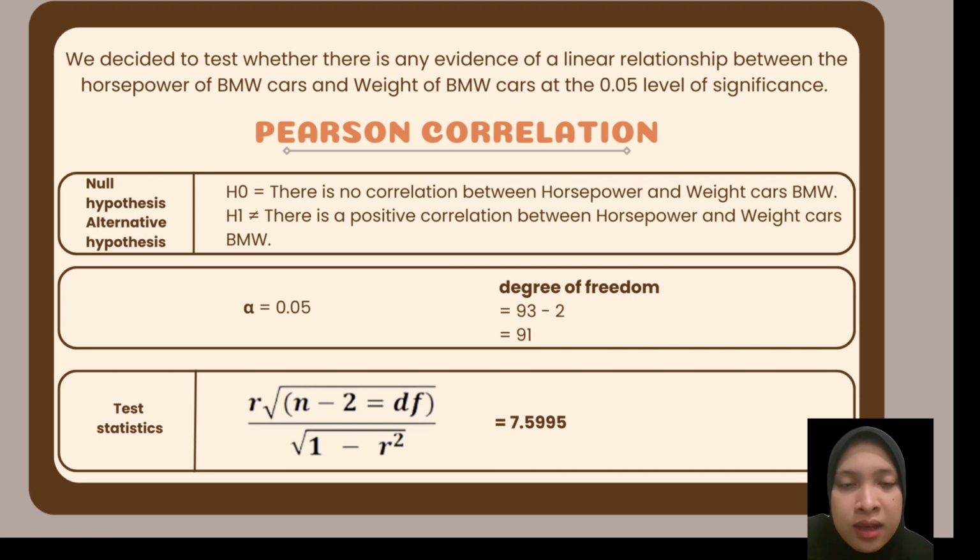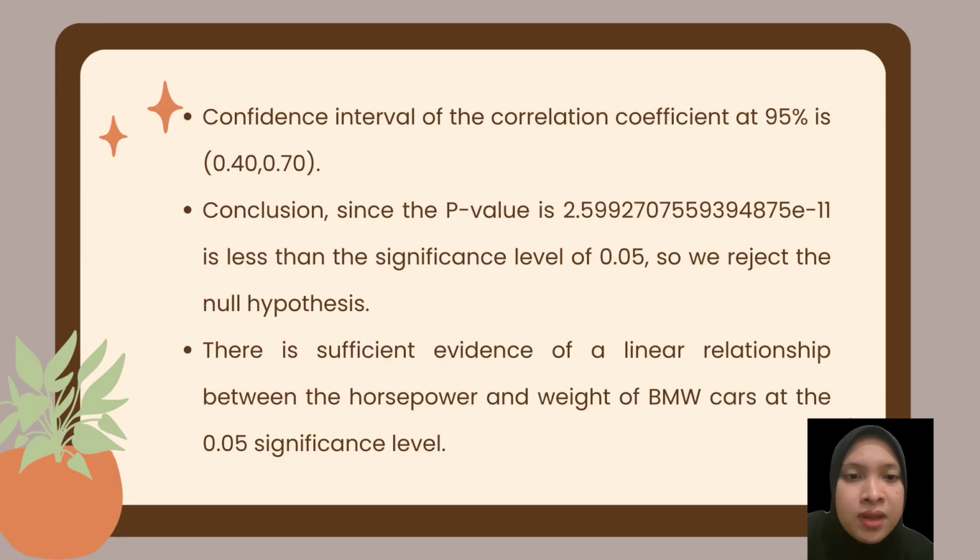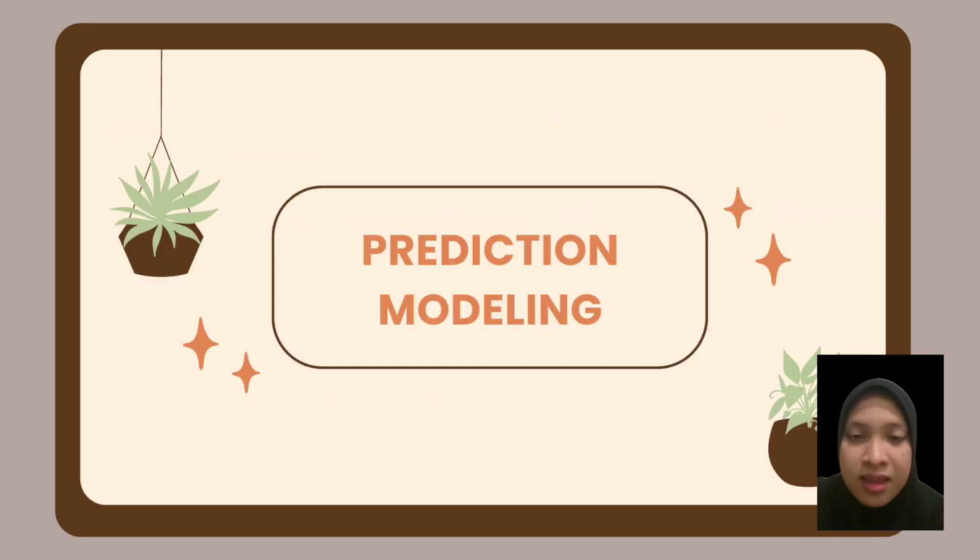For the Pearson correlation, the null hypothesis is there is no correlation between horsepower and weight of BMW cars. For H1, there is a positive correlation between horsepower and weight of BMW cars. The alpha is 0.05, the degree of freedom is 91 and the test statistic is 7.5995. Confidence interval of the correlation coefficient at 95%. Conclusion: since the p-value is 2.599 e-11, which is less than the significance level of 0.05, we reject the null hypothesis. There is sufficient evidence of a linear relationship between the horsepower and weight of BMW cars at the 0.05 significance level.